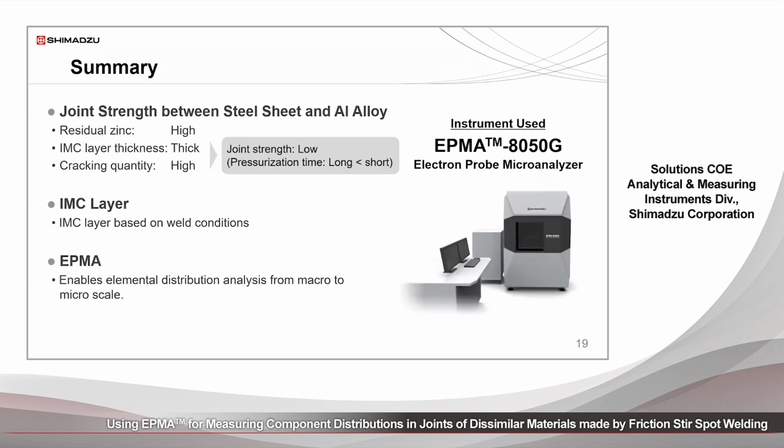In summary, for the long pressurization time relative to the short pressurization time, the residual zinc content was higher, the IMC layer thickness was thicker, and the cracking quantity was higher. This led to a lower joint strength, as was confirmed with universal testing frame measurements.